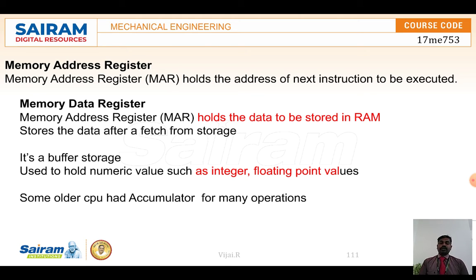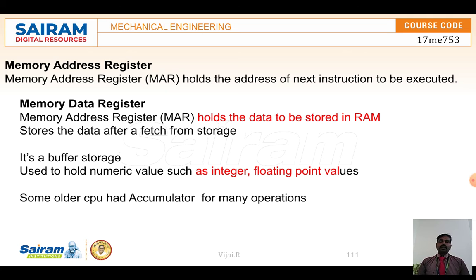The memory data register, MDR, is another one; it holds the data to be stored. So MAR is the memory address register, which holds the address of the next instruction, and the memory data register holds the data to be stored in the RAM. After fetching from the storage, it stores the data in the RAM. This is what the memory data register and memory address register do. It is a buffer, a temporary storage used for holding values, maybe numbers, integers or floating points.